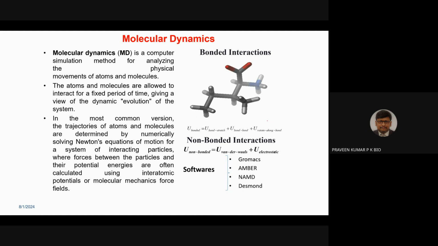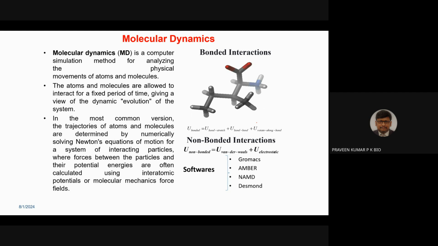So one should know what is the major difference between molecular docking and molecular dynamics simulation. In molecular docking, you find the same thing, like a ligand binding with the receptor. Even in molecular dynamics simulation, you still study the same, but there is a slight difference. Here we are talking about dynamics.